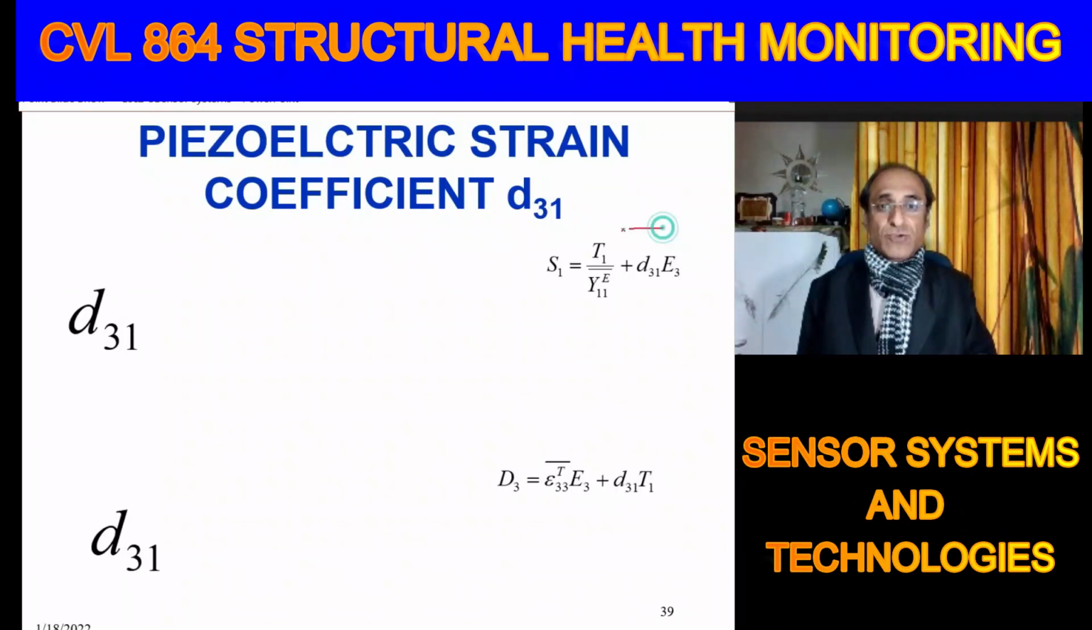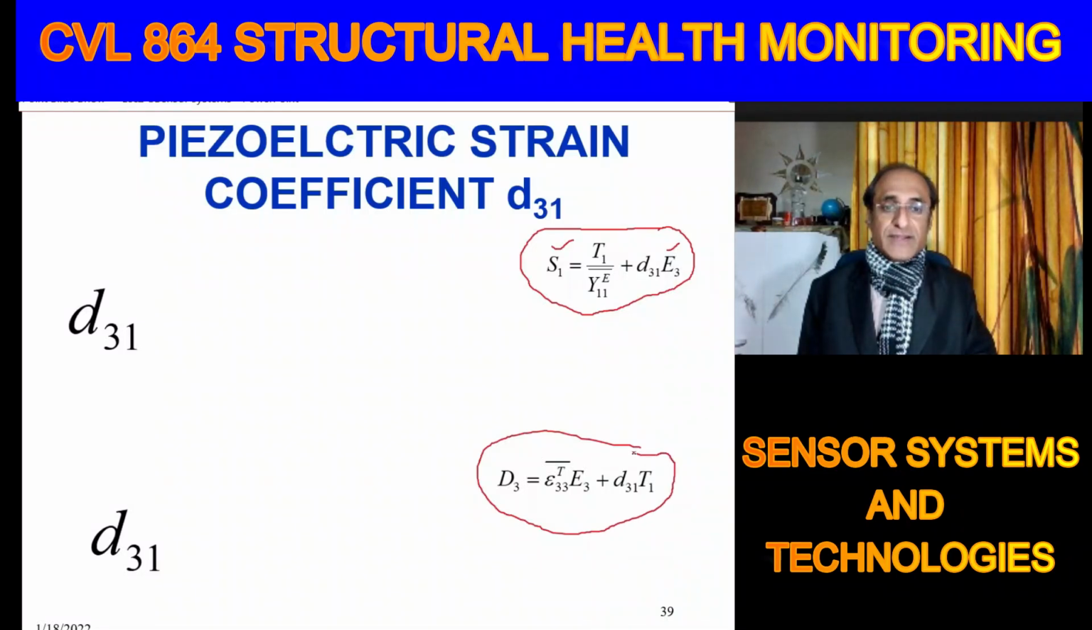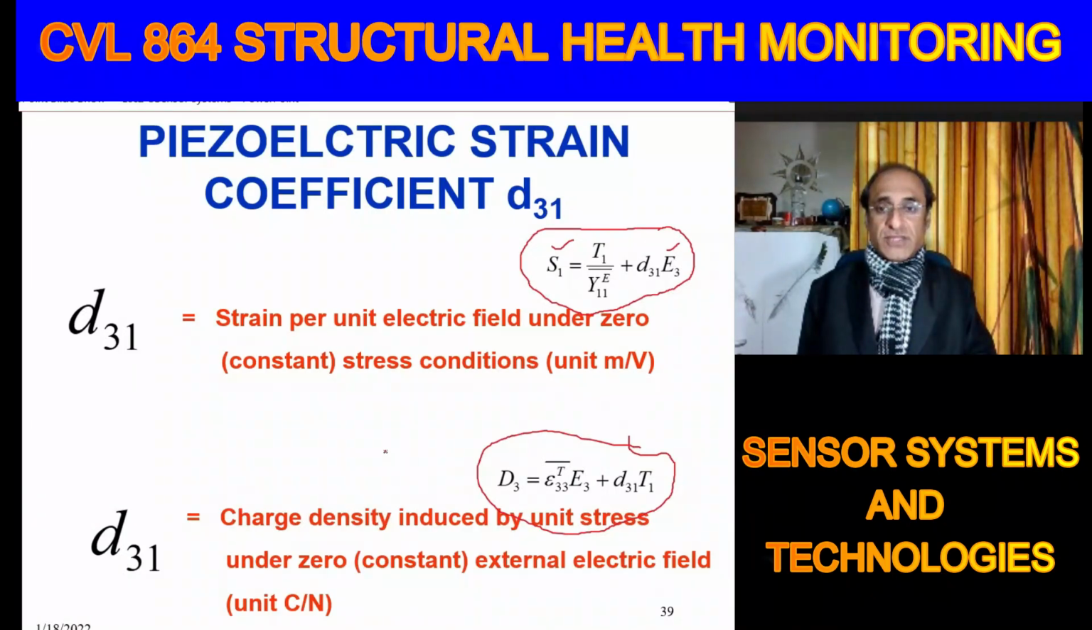So this equation, again I am asking, is this equation for the sensor effect or the actuator effect? This is the equation for the actuator effect, that you are applying an electric field and this electric field is giving rise to strains. Alright, and this is the equation for the direct effect. Direct effect means that we are applying some stress, and what we are seeing is the accumulation of the charges. Alright, so we can use these equations to define D31.